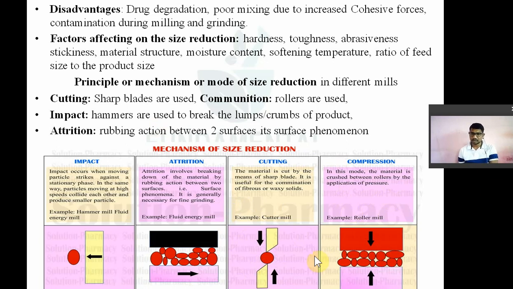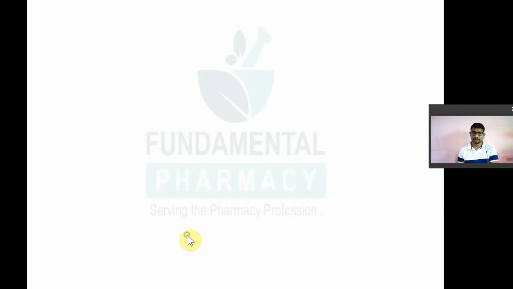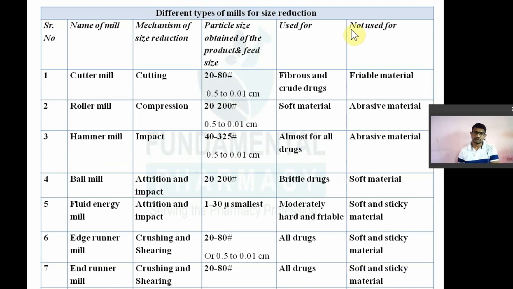So now this is one roller, this is a roller, and in between, the material is there. By compression force, it is being deformed. Okay, that is nothing but the compression. So now, the different mills used for size reduction. This table is important: name of mill, mechanism of size reduction, then particle size obtained and feed size.